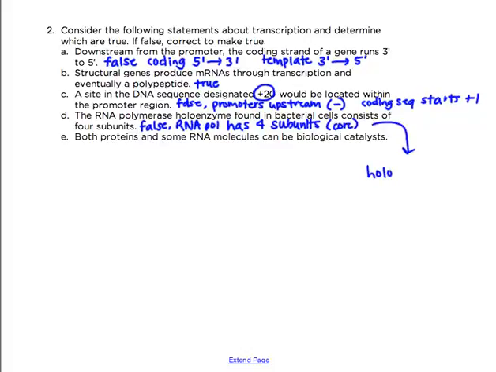The holoenzyme is equal to the core plus the sigma factor, right? So that is a total of the 4 subunits in the core enzyme plus another subunit that's the sigma, so a total of 5 subunits to get that holoenzyme. Statement E. Both proteins and some RNA molecules can be biological catalysts. So this is true. So that's the end of problem 2.